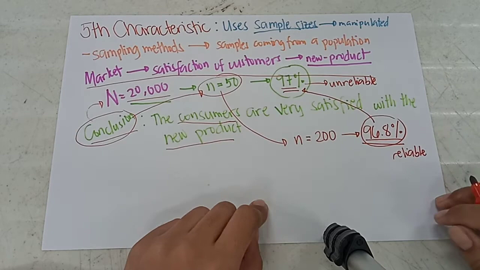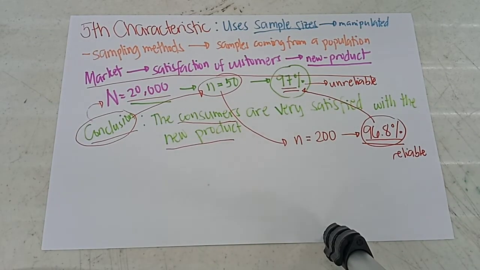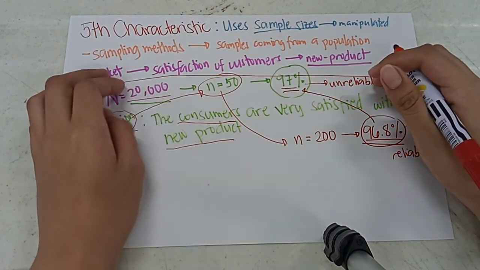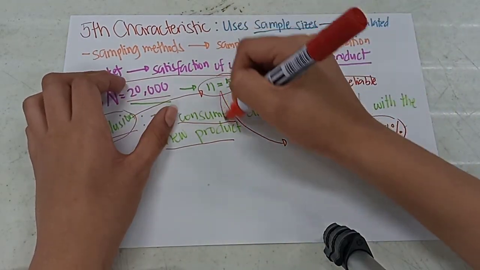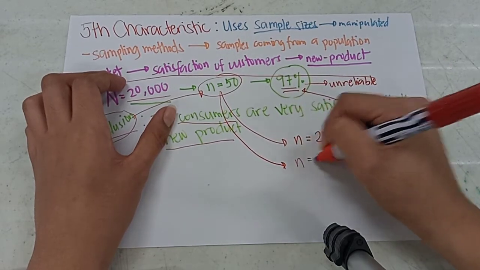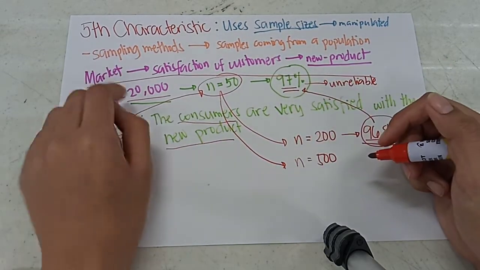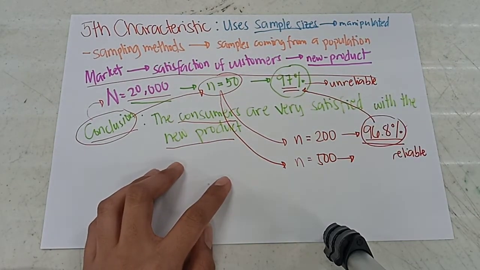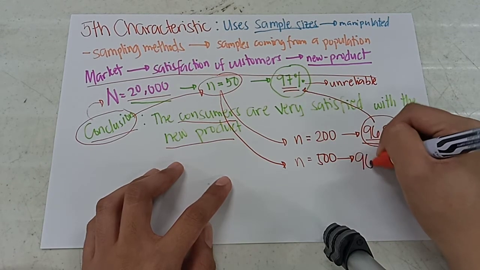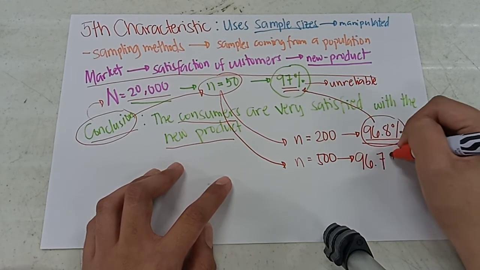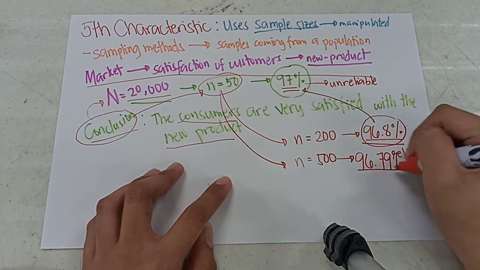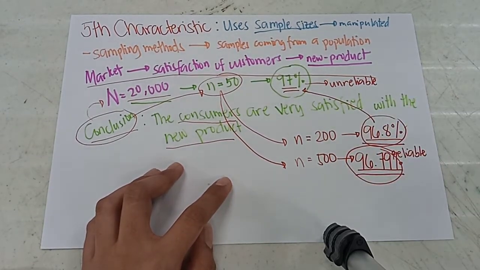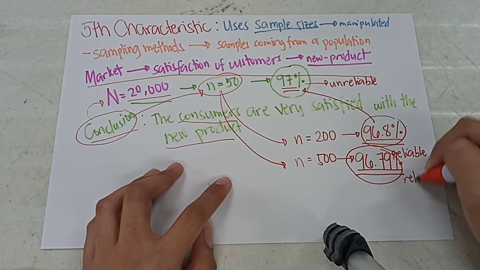However, that certain group of researchers was still unsatisfied with this 96.8%. So they reconducted the study, but this time they used 500 samples out of the 20,000 population. These 500 samples gave a satisfaction rate of, let's say, 96.79%. With this data, is the result still reliable or not? Of course, it is still reliable.